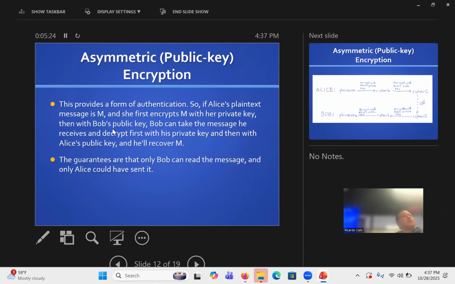Obviously, we do this on the hash value because it would be really hard to interpret text that's coming out, right? So we don't want to do that. So this provides a form of authentication, a really powerful one that the whole internet is built upon.